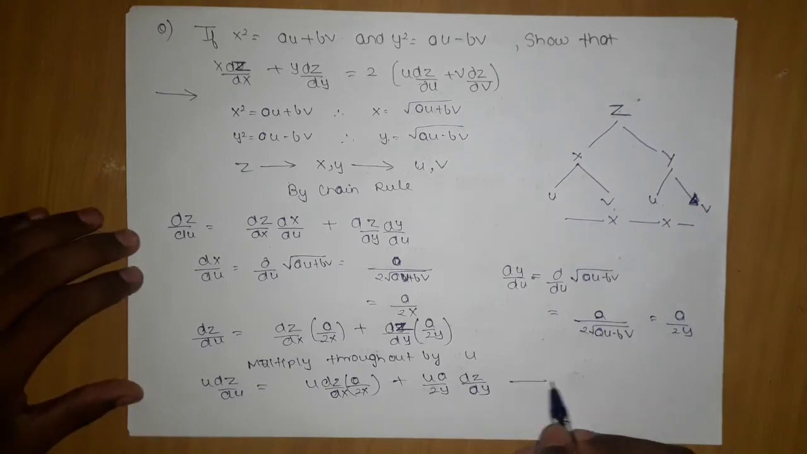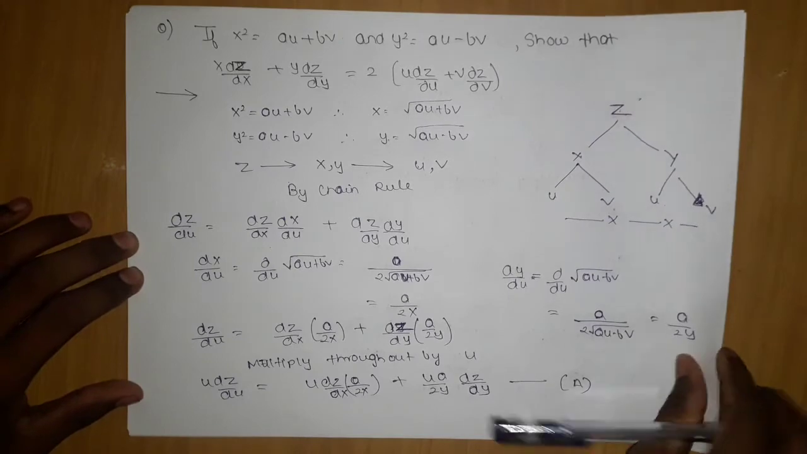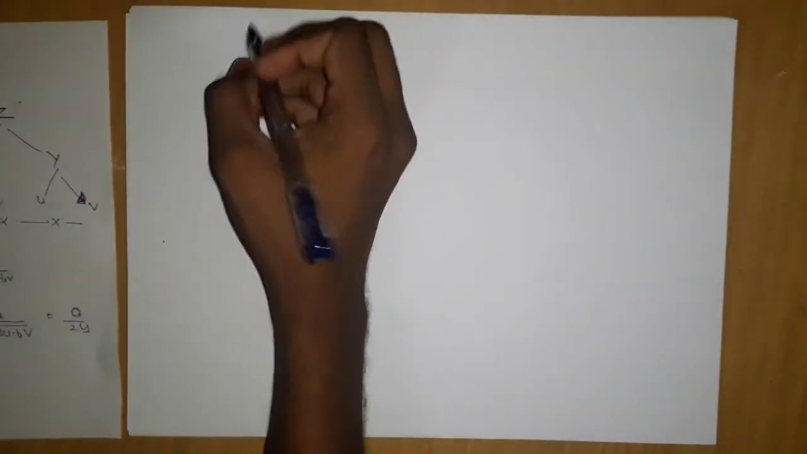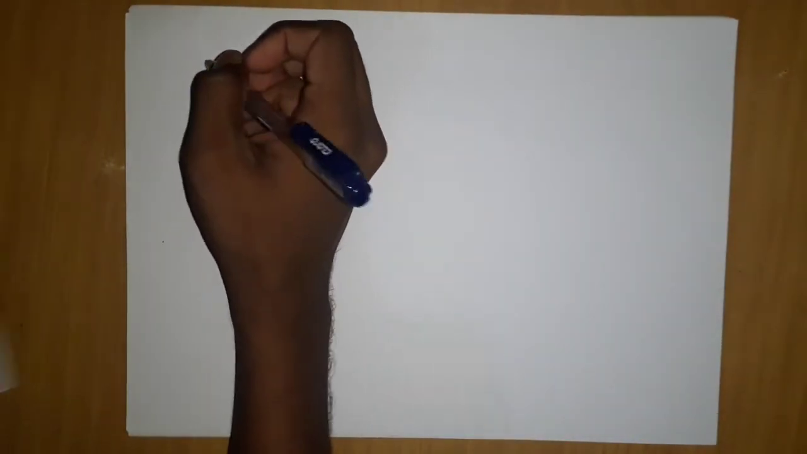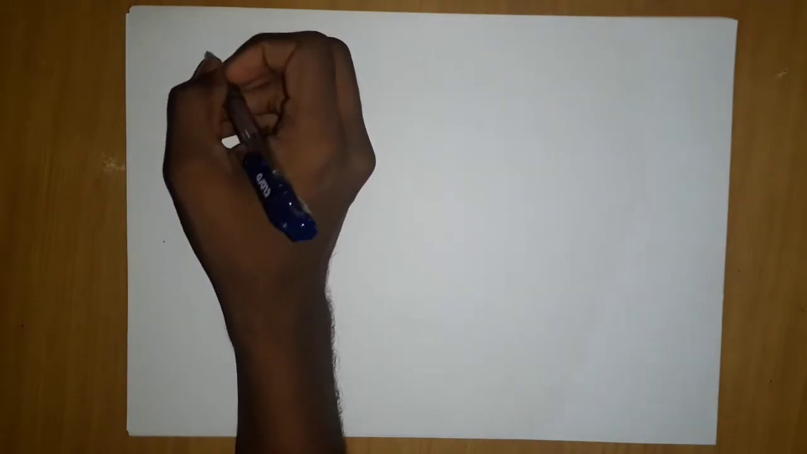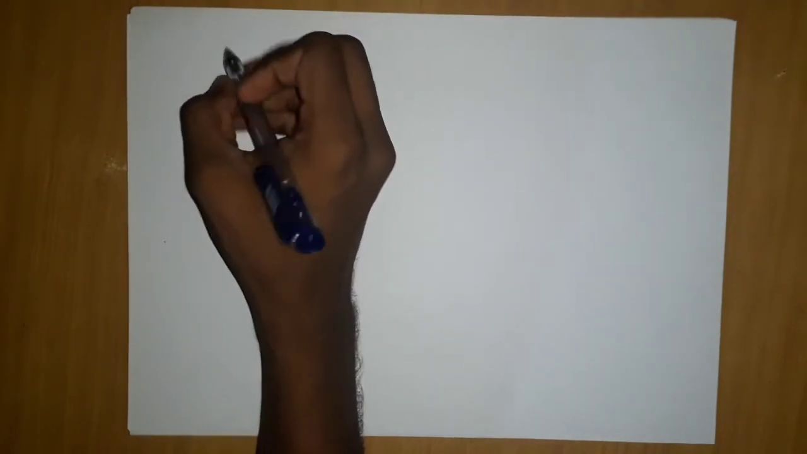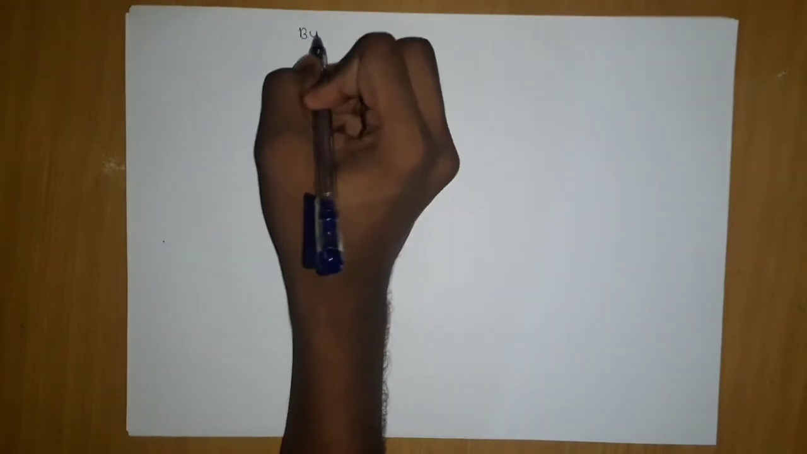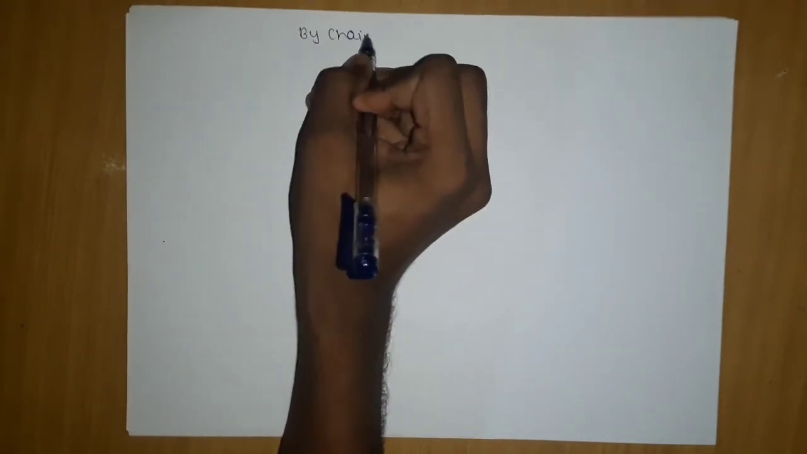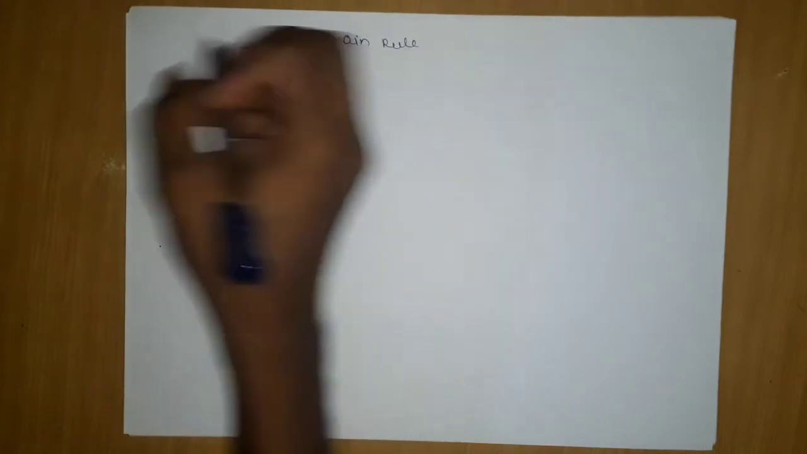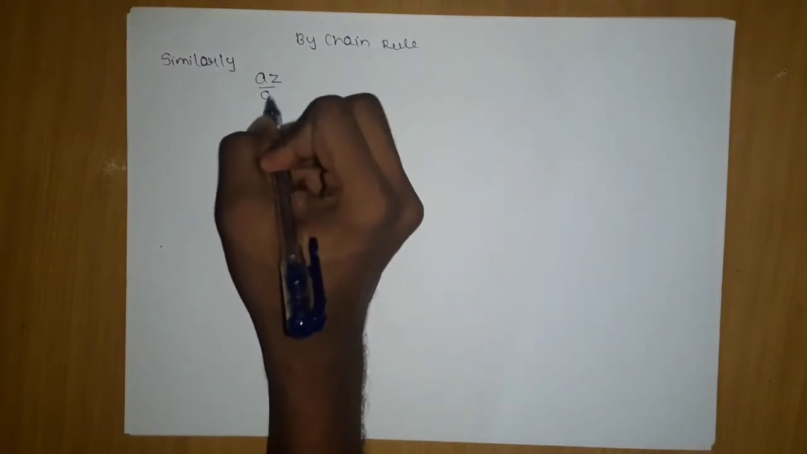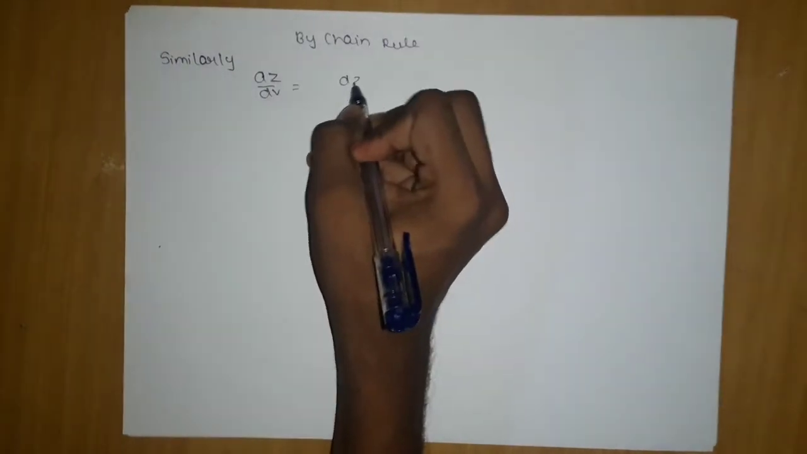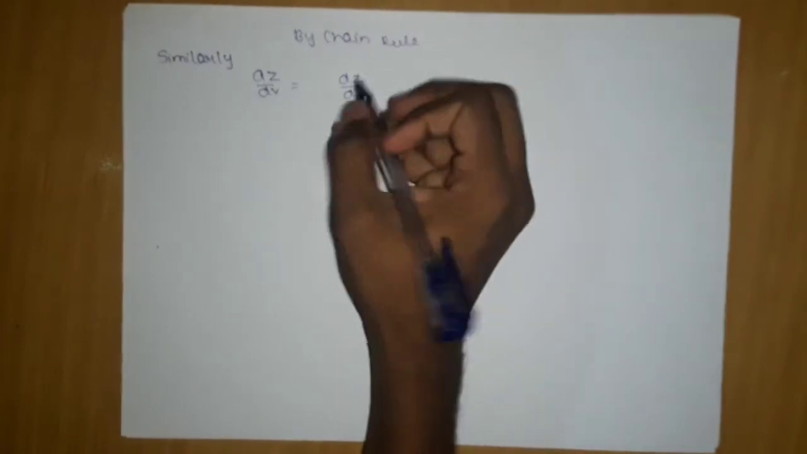After this, what we are going to do, call it as some a. In the next step, what we are going to do is by chain rule, similarly what we can get is dou z by dou v, which will be, by chain rule, dou z by dou x into dou x by dou v.